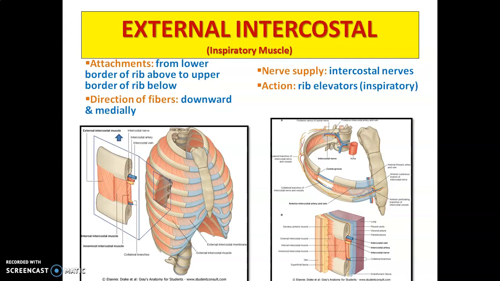Coming to the external intercostal muscle, which fills the intercostal space between the ribs. The muscle arises from the lower border of the rib above and attaches to the upper border of the rib below. The direction of the muscle fibers is downwards and medially. The nerve supply of this muscle is the intercostal nerve, and during contraction this muscle elevates the rib.